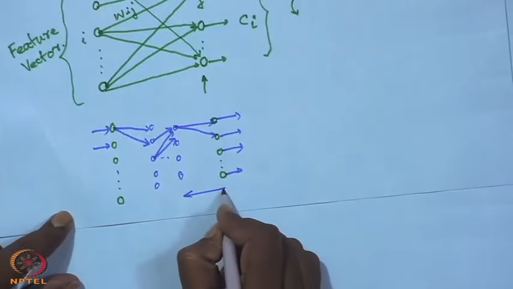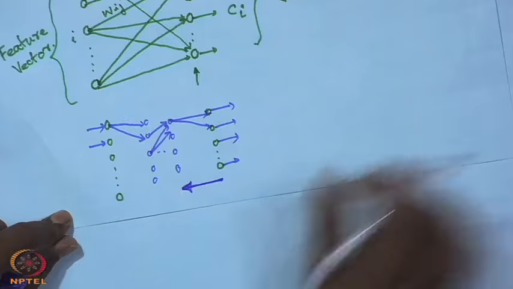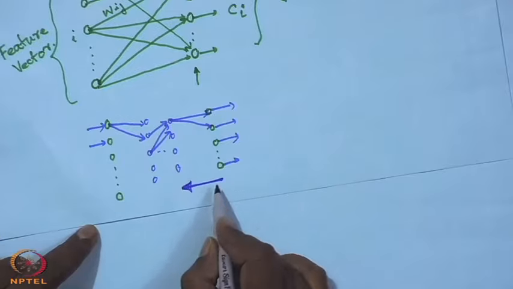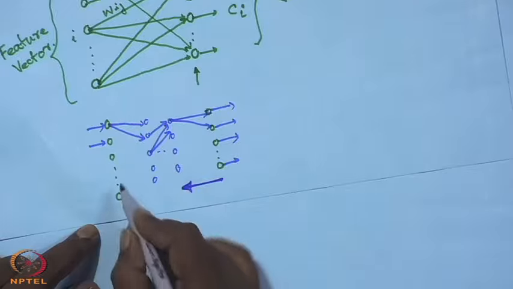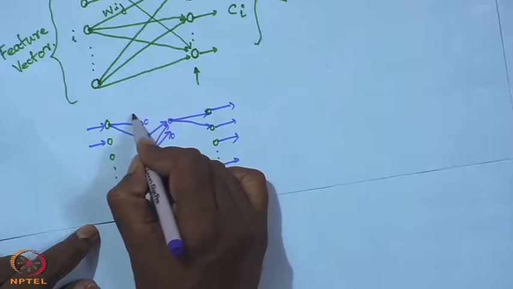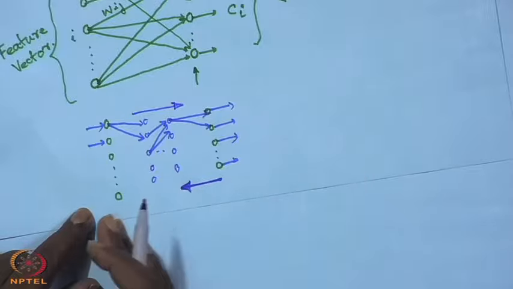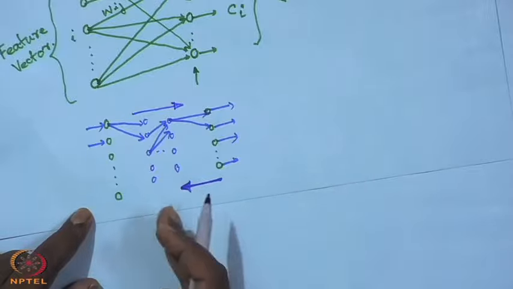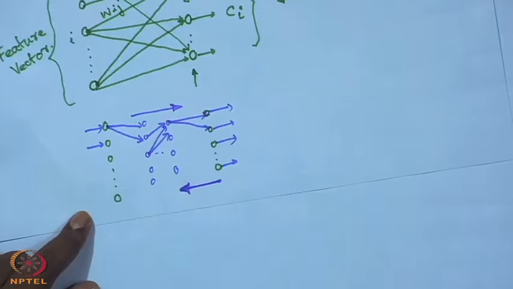So, it is like this: the error information or the weight updation information propagates from the output layer to the input layer. That is why it is called back propagation learning. But during classification, the information moves from the input layer to the output layer. The information is fed from input to output, so that is why it is a feed forward network, whereas the learning algorithm is called a back propagation learning algorithm.